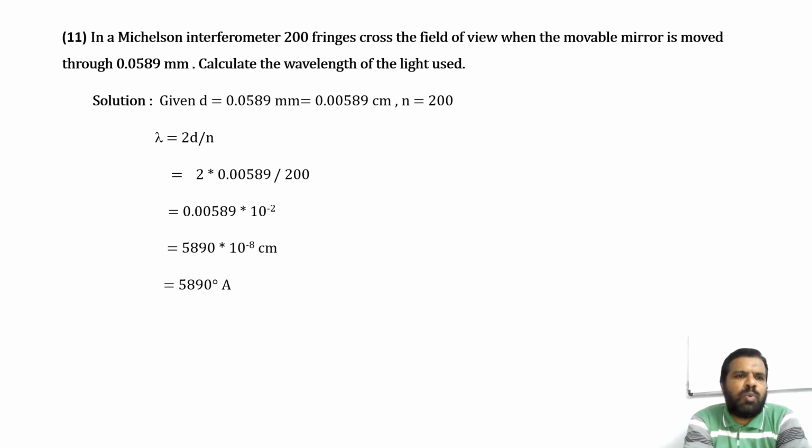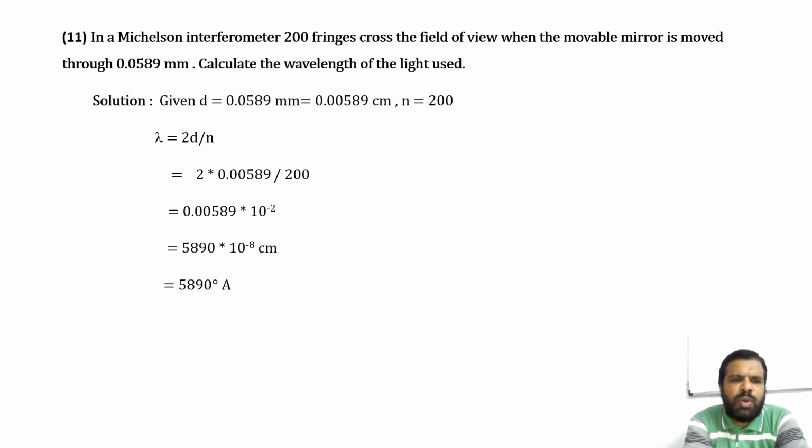Problem number 11. In a Michelson interferometer, 200 fringes cross the field of view when the movable mirror is moved through 0.0589 millimeter. Calculate the wavelength of the light used. This is also for the 2 marks question. Given d is equal to 0.0589 millimeter, that is equal to 0.00589 centimeters. N is equal to 200.